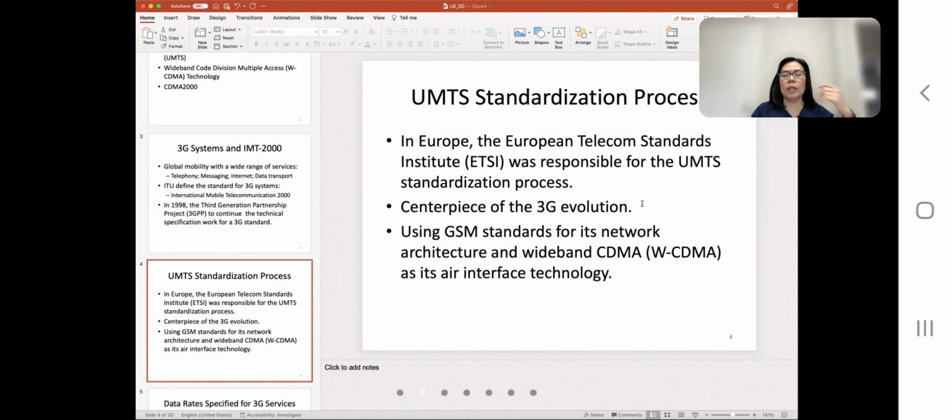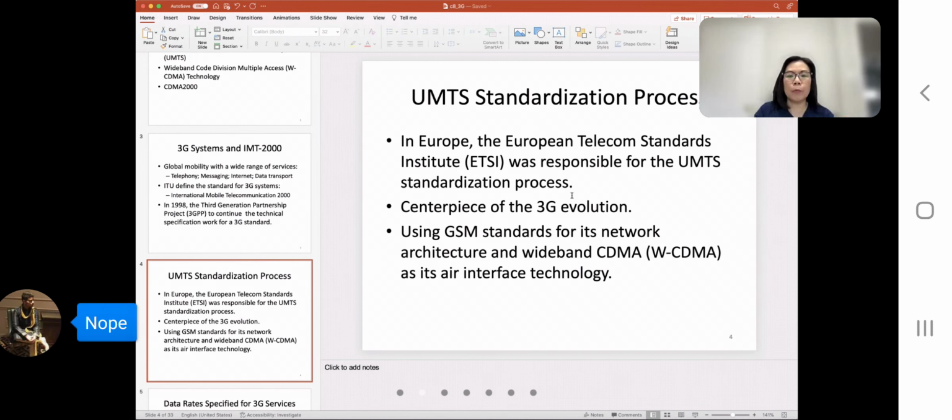And the principle of UMTS is to reuse the network architecture of GSM so that they can reuse the equipment as much as possible from the second generation networks. They don't have to buy new equipment, but instead only upgrade the equipment. So that's the network architecture. Then, using that network architecture, they can improve the throughput, enhance the data rate using new air interface technology, which is in this case wideband CDMA.